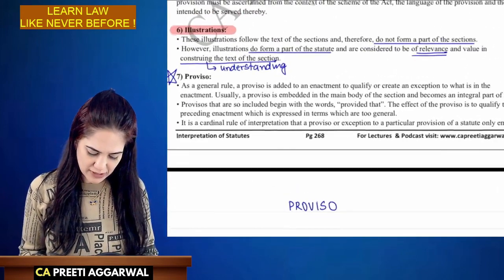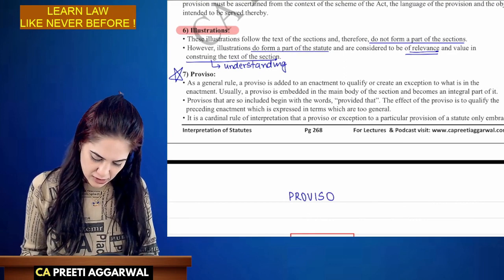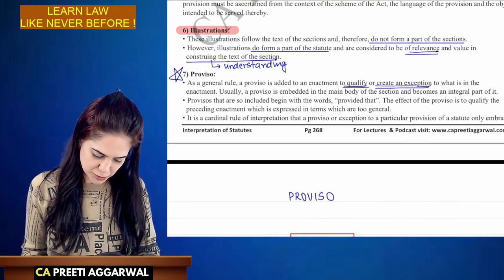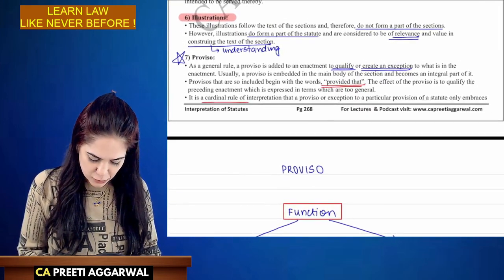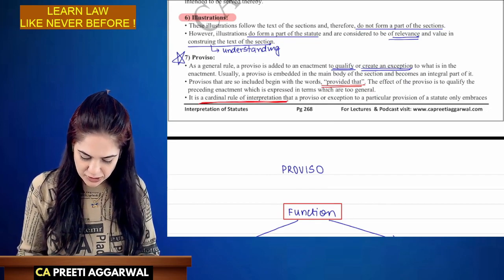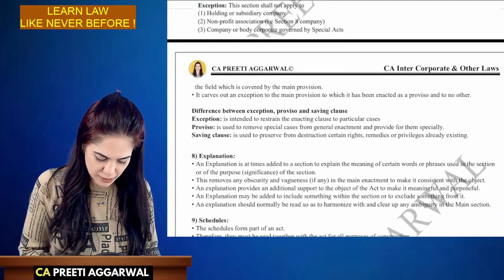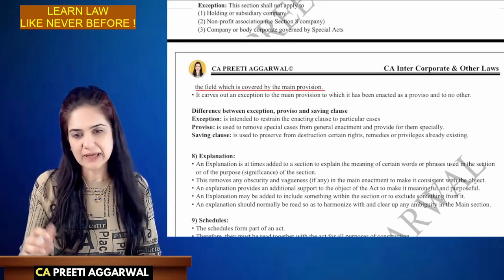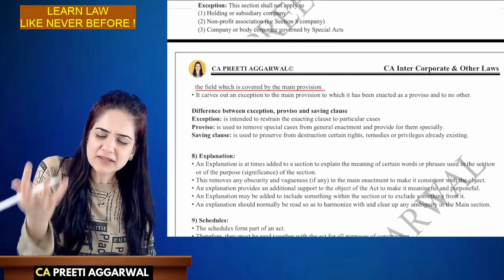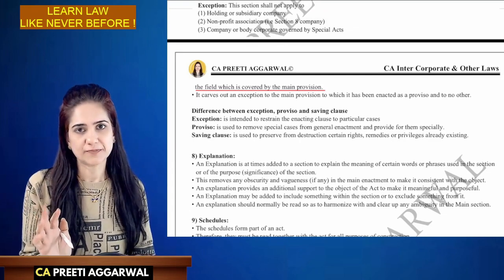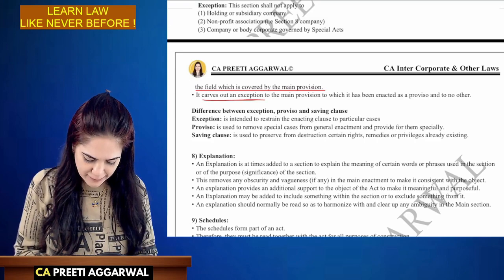As a general rule, the proviso is added to an enactment to qualify or to create an exception. So we may have seen the words "provided that." It is the cardinal rule of interpretation that a proviso or an exception only embraces the field which is covered by the main provision. Embraces means it is removing from the main section. You can remove only when that thing is contained in the section. So we are removing it from the main section. It carves out an exception to the main provision.